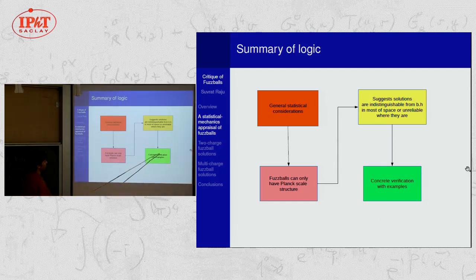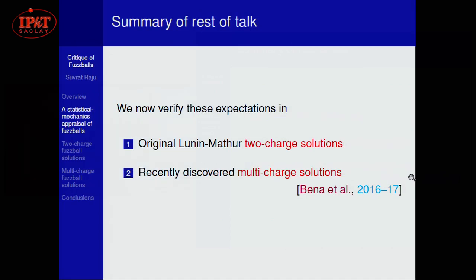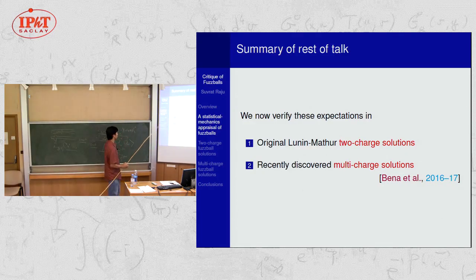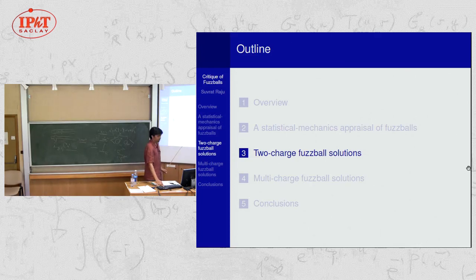What I'm going to do now is try and verify these conclusions in some examples. I hope this part will now go a little faster. I'm going to verify these expectations in two setups. One of them is the original Lunin-Mathur two-charge solutions that were found, I think, in 2000, many years ago, which, if I'm not wrong, started off the whole fuzzball story. And then I'll look at the most recently discovered multi-charge solutions that were found by Bena and many others, partly here. So let me start with a discussion of these Lunin-Mathur two-charge solutions.